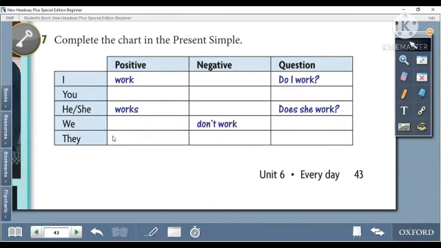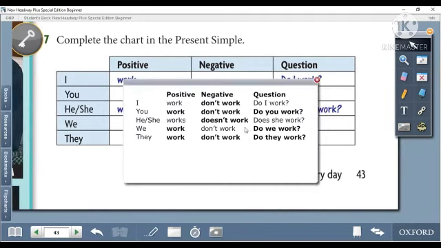هذا بالنسبة للبوزيتيف. طيب بالنسبة للنيجاتيف I don't work. You don't work. He doesn't work. She doesn't work. We don't work. They don't work. Question. طبعا الضمير I هسأل بدو. So do I work? Do you work? طيب الضمير مفرد هقول does she work? Does he work? Do we work? They. طيب do they work? Okay. Check your answers, please.